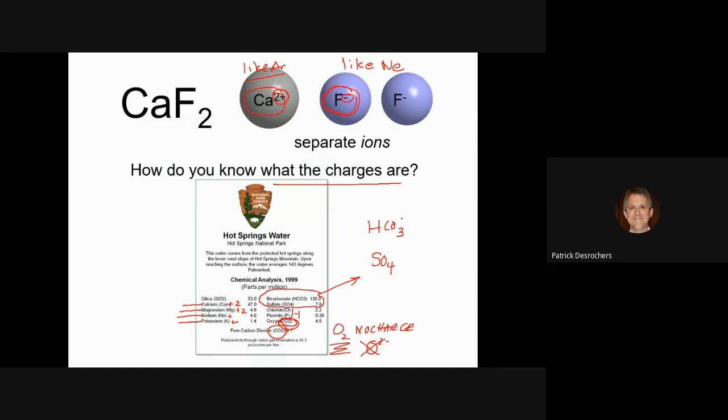And there's no way to know this except to memorize these, which is why I had you memorize them earlier. What's the charge on bicarb? Negative. Yep. And what about sulfate? Do you remember? -2. Yep, 2 negative. Okay.